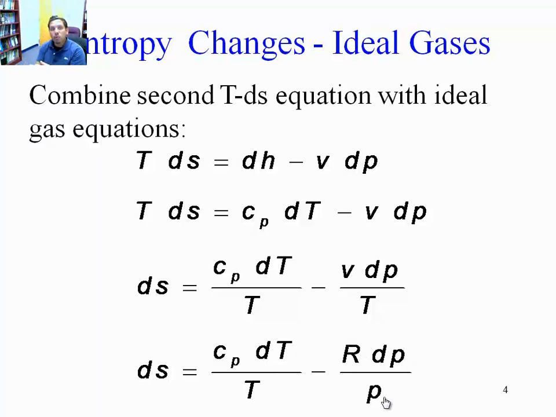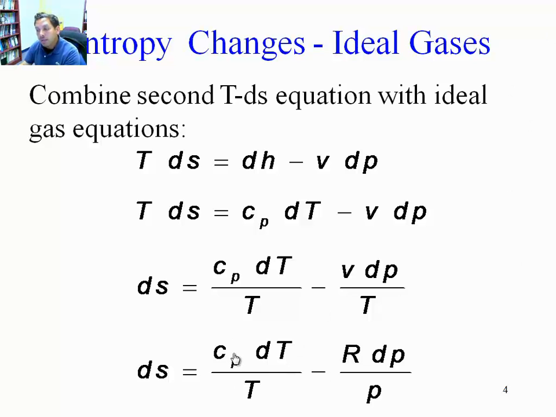So now we have two equations for entropy. One calculates the change of entropy as a function of temperature and volume, and the other calculates the change in entropy as a function of temperature and pressure, depending on what we have. If we have the temperature and pressure of state 1 and state 2, we can calculate the change of entropy. If we have the temperature and volume of state 1 and state 2, then we can calculate the change of entropy using the other equation.